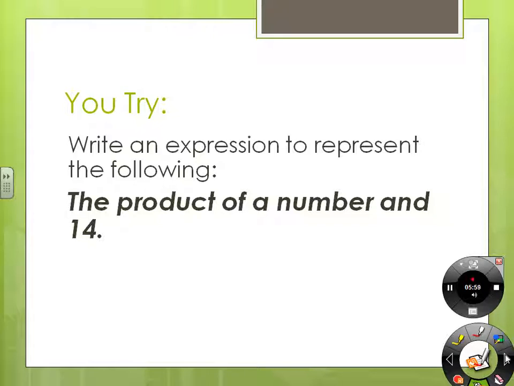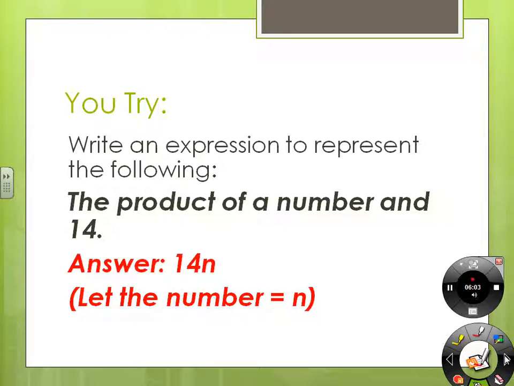All right, so to check the answer, again, I'm going to call my number n. And the answer is 14n. Now, the reason the answer is 14n, remember, a number and a variable written next to each other means there's multiplication between them. So this is really 14 times n. And the reason 14 times n is the answer to this problem is because product was a word that meant times. So we really wanted to multiply or times together our number and 14, and 14n means that.